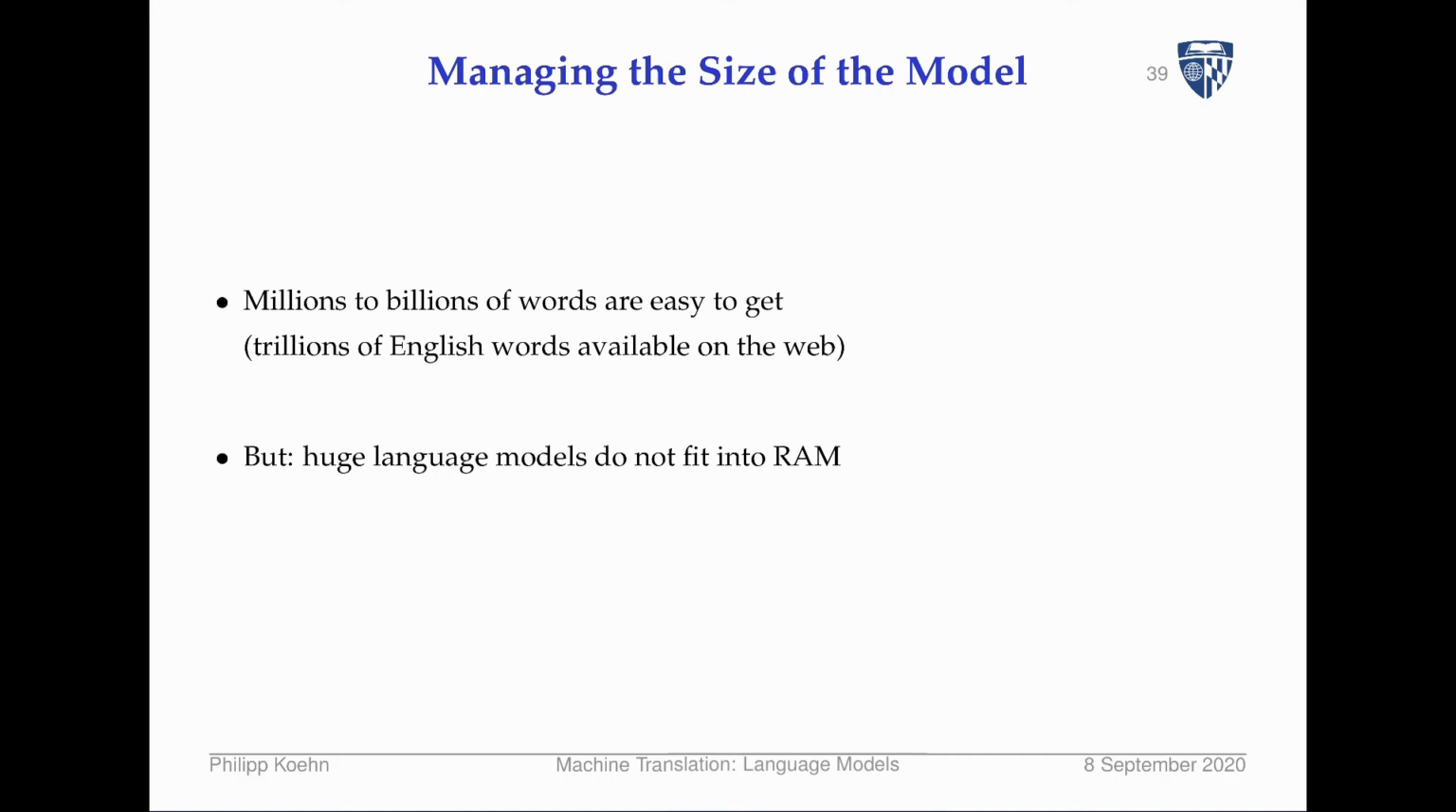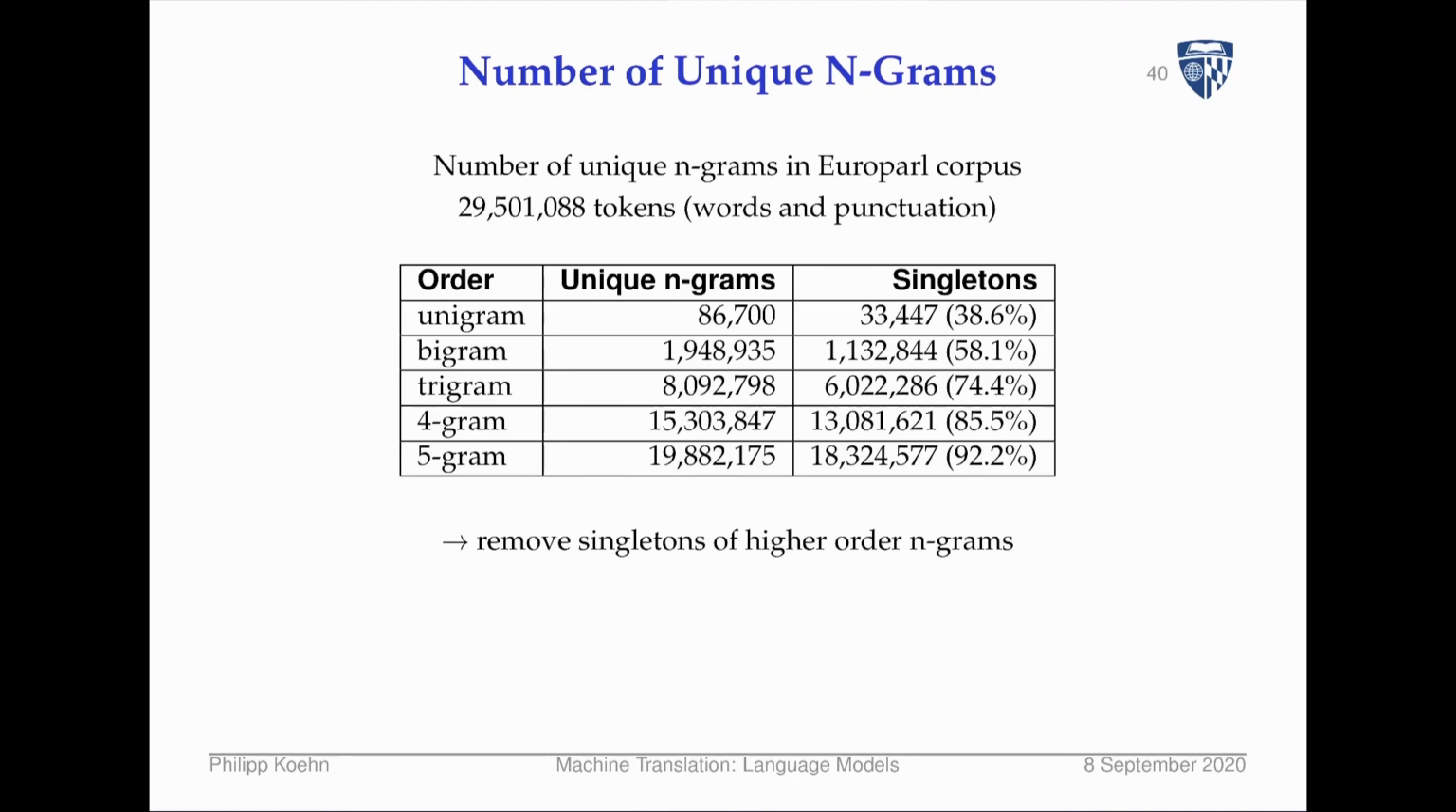We have millions and billions of words that are easy to get, or trillions of words of English. Then you get big models, and the huge language models don't easily fit into RAM. So how big do these things get?